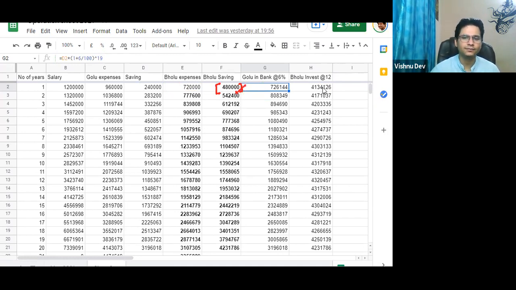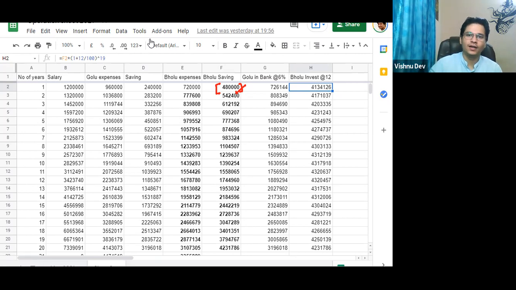If he's getting 12% per year for next 19 years, see, this 4,80,000 is becoming how much? Tell me. 41 lakh 34,000. Yes or no? Are you getting this?